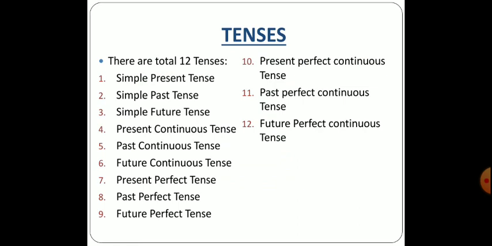Fourth one, present continuous tense. Fifth, past continuous tense. Sixth, future continuous tense. Seventh, present perfect tense. Eighth, past perfect tense. Ninth, future perfect tense. 10th, present perfect continuous tense. 11th, past perfect continuous tense. 12th, future perfect continuous tense. So all these tenses you might have learnt in the earlier standards. We are just bifurcating the tenses. We are just doing the revision of it.